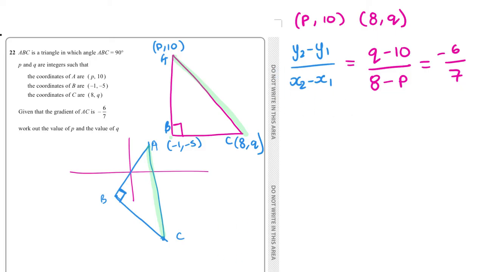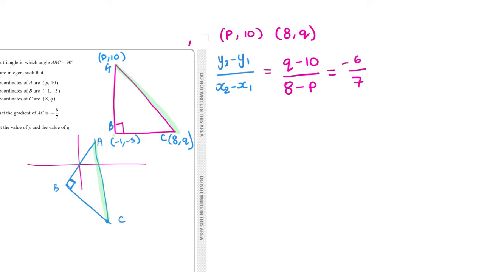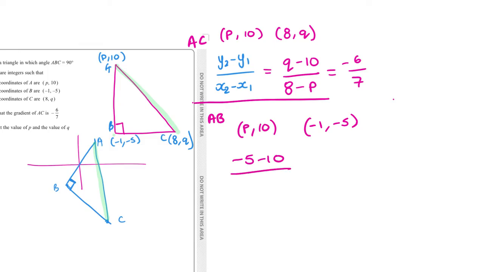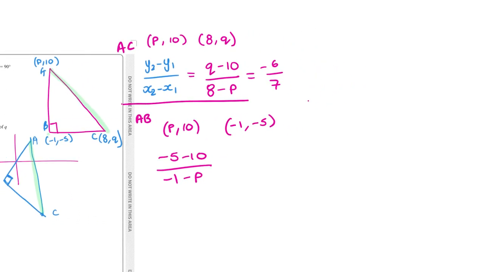Okay, so we know that this is the gradient of AC, right? So we'll just put this in a box. So let's work out the gradient of BC. Let's do AB first. So the gradient of AB, we have P, 10 and -1, -5. Now, we know then -5 minus 10 over -1 minus P is the gradient of AB, right? What is the gradient of BC?